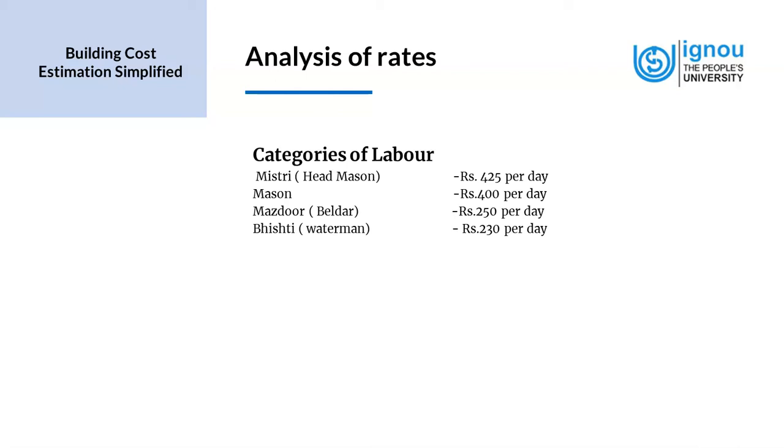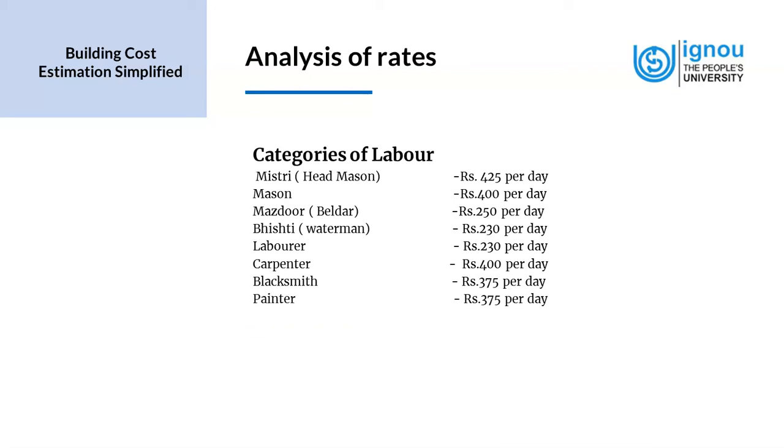wages are rupees 230 per day. And laborer, rupees 230 per day. Carpenter, rupees 400 per day. The blacksmith, rupees 375 per day. And the painter, rupees 375 per day.